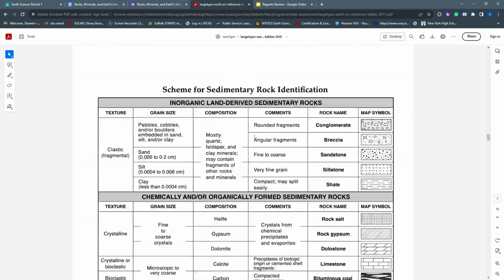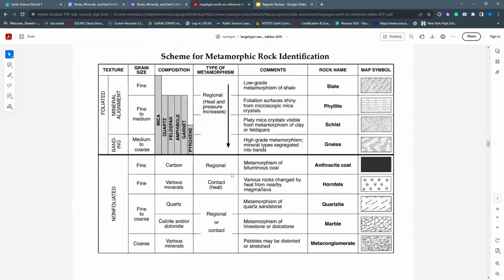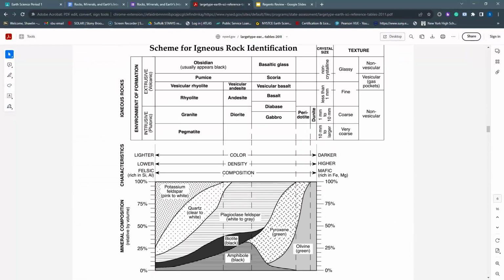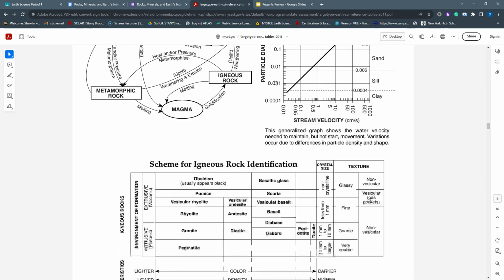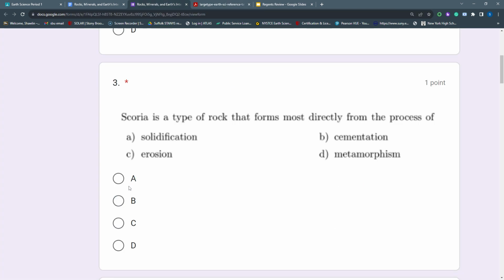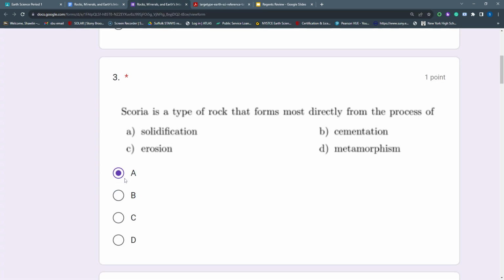I'm going to look here. I'm going to look in my sedimentary rock chart and my metamorphic rock chart. But I find scoria to be in my igneous rock chart. Okay, so scoria is an igneous rock, which means it forms from melting and solidification. So the answer is A, solidification.